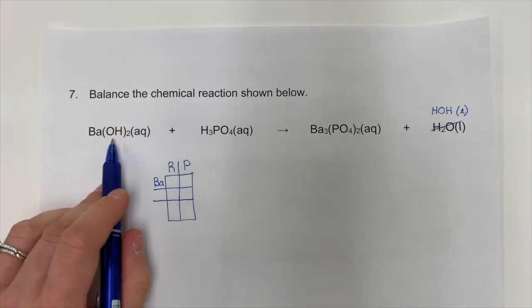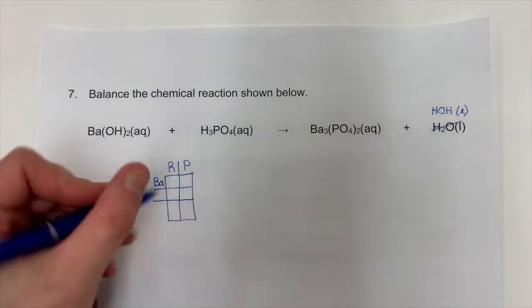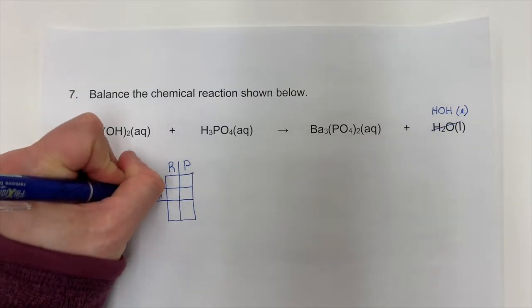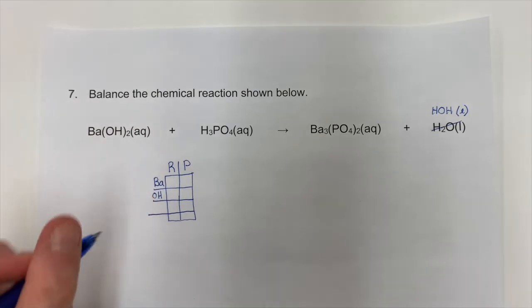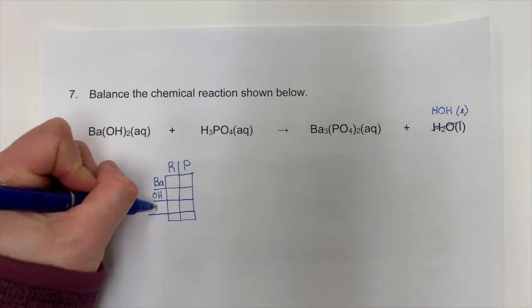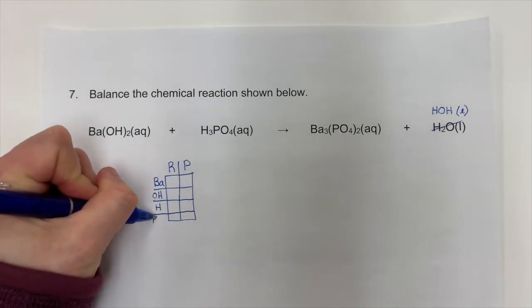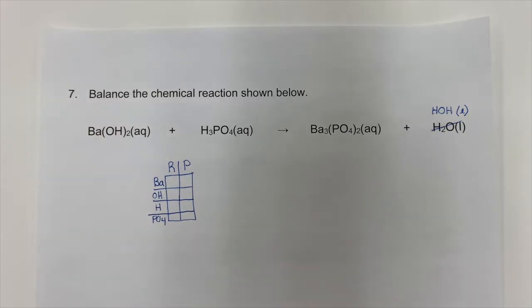The next thing I have is OH2, I have hydroxide. When I look over here, I also have hydroxide, so I can include hydroxide together. I've got hydrogen here, and I've got phosphate here and phosphate here. So I have 4 different things in this reaction.